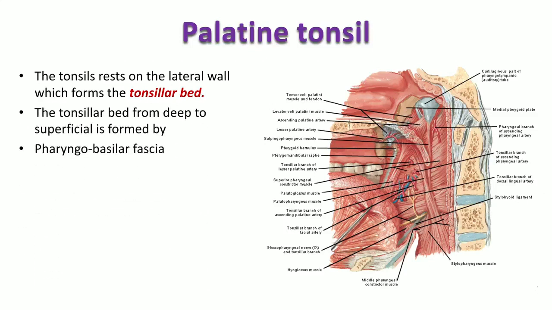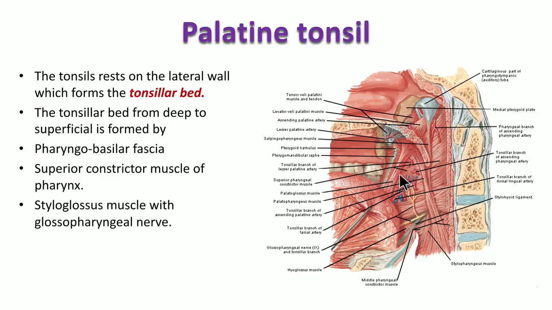Mainly it is formed by these, and all this will be lined by a fascia which is called the pharyngobasilar fascia. One more peculiarity you come across in the pharynx is that the constrictors and the other muscles are lined internally by a fascia called the pharyngobasilar fascia. So the superior constrictor muscle, as I told you, styloglossus, with its nerve supply entering along within the glossopharyngeal nerve, and to some extent the palatopharyngeus muscle. That is the structures forming the tonsillar bed.